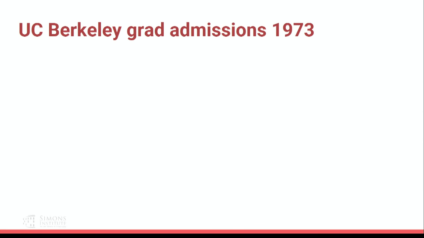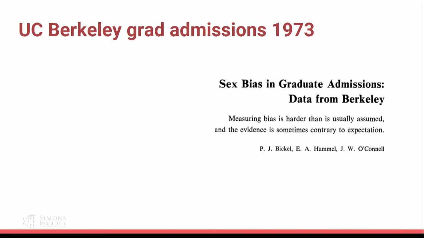Since this is Berkeley, I'm going to give you an example that tortures you once more. You've probably seen this many times before, but I'm going to have a bit of a different spin on it. UC Berkeley grad admissions, from this famous paper by Bickel et al. from 1975, "Sex Bias in Graduate Admissions: Data from Berkeley." Measuring bias is harder than is usually assumed, and the evidence is sometimes contrary to expectations. That was the title.